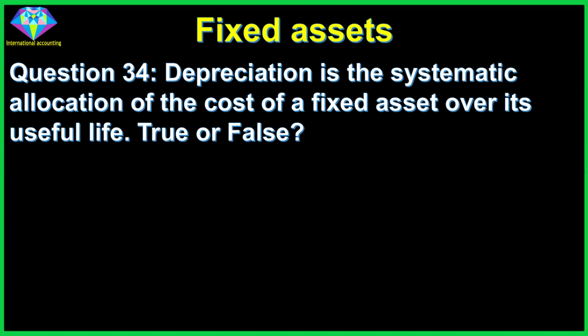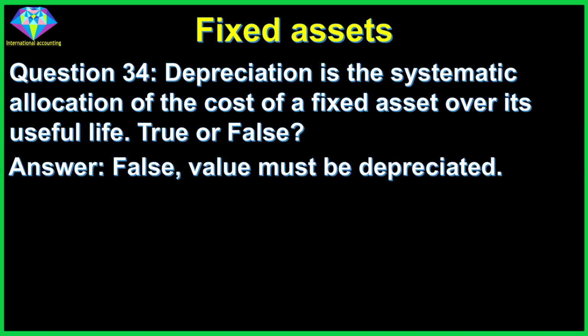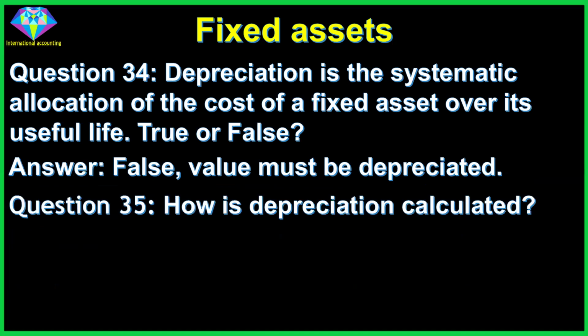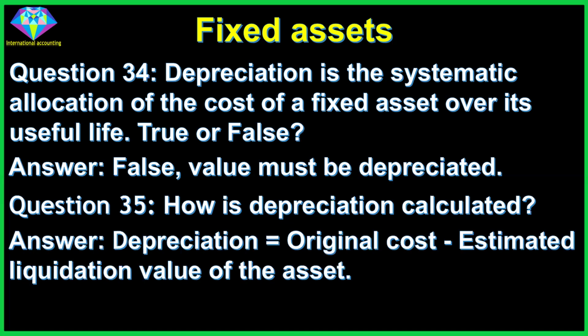Question 34. Depreciation is the systematic allocation of the cost of a fixed asset over its useful life. True or false? Answer: false, value must be depreciated. Question 35. How is depreciation calculated? Answer: depreciation equals original cost subtract estimated liquidation value of the asset.